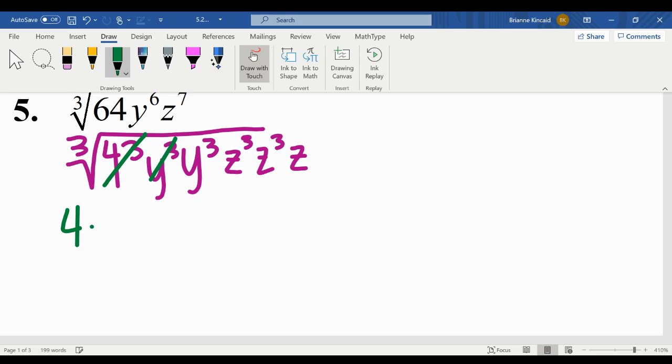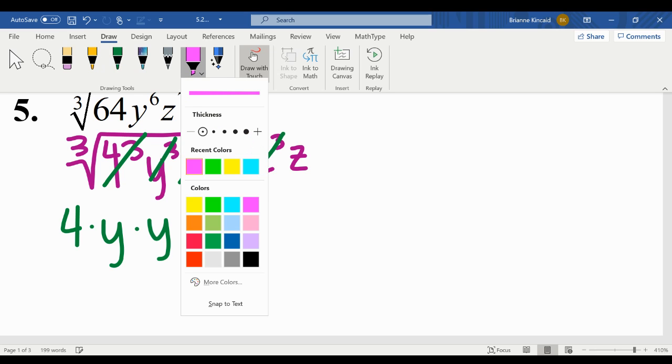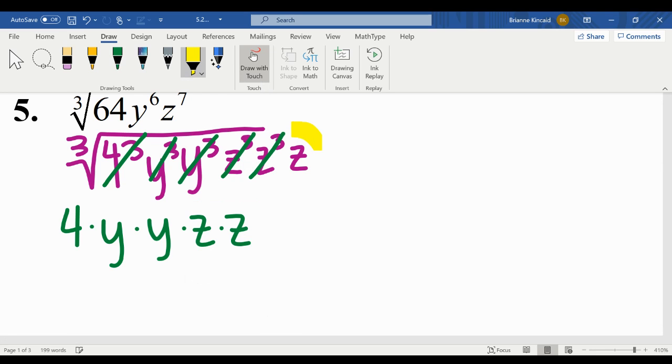So 4 to the 3rd comes out front as 4 because power matches root, they cancel. Y cubed comes out as y, y cubed comes out as y. Z to the 3rd comes out as z, z to the 3rd comes out as z. The only thing that you do not get to get rid of is this z under here because it does not have a power of 3. So you have to leave it underneath the cube root, as the cube root of z.